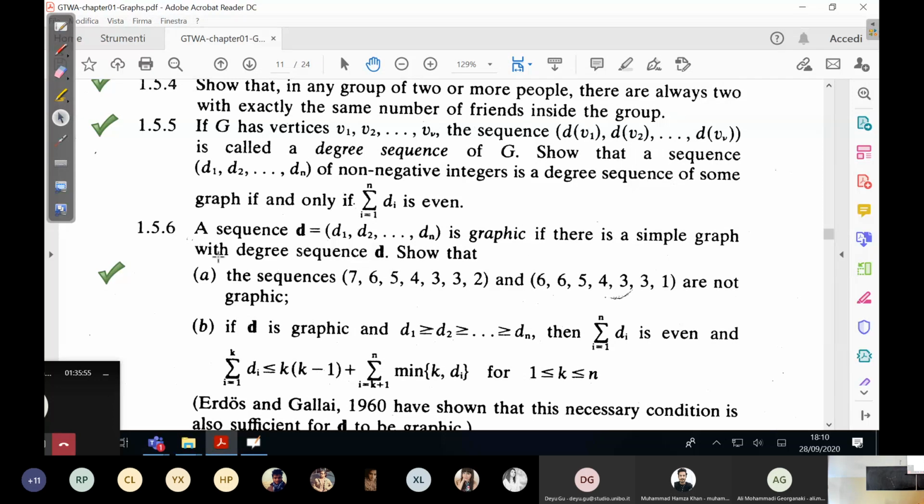Okay, now a similar exercise. A sequence d1, d2, dn is said to be graphic if there is now a simple graph with that degree sequence. Okay? Now, show that these two sequences are not graphic. Again, let's do it next time, tomorrow, okay?